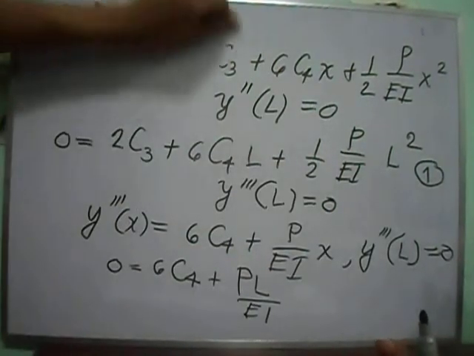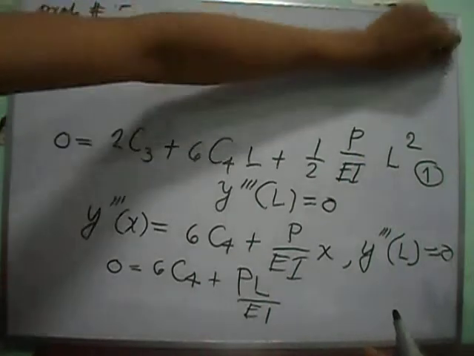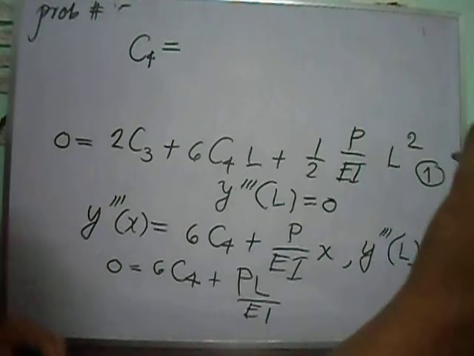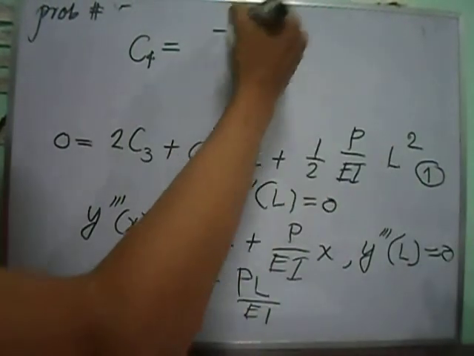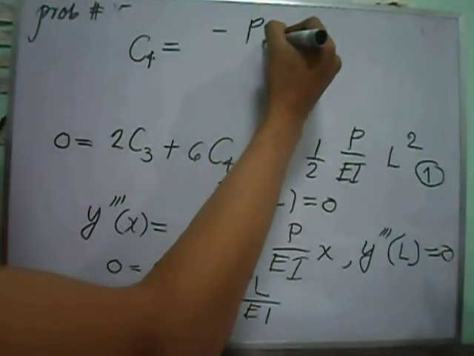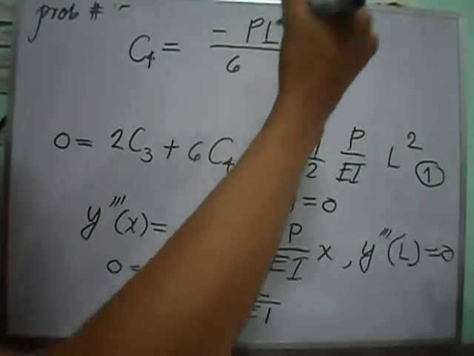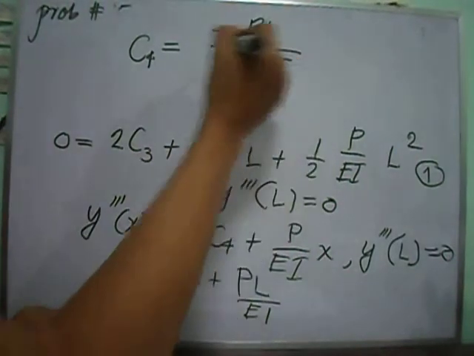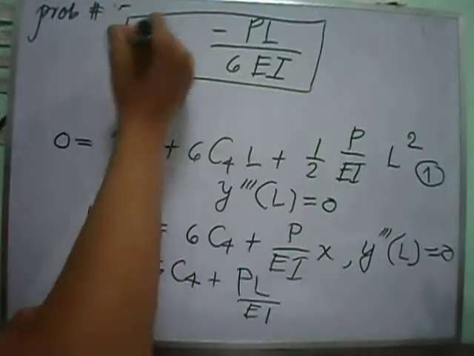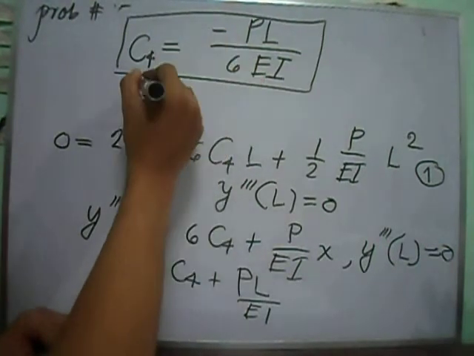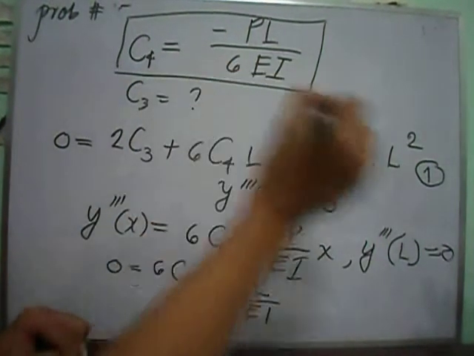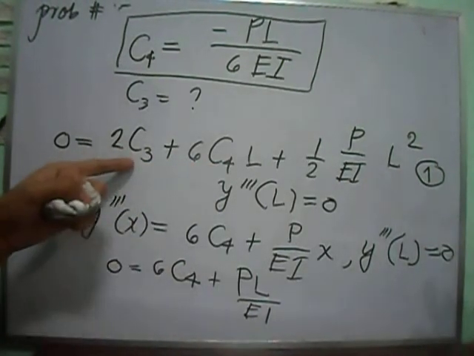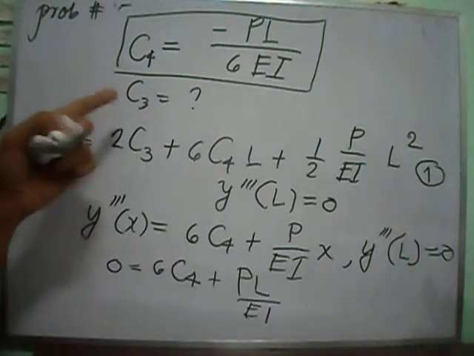So just erase this one, and C4 now we can directly solve to be equal to negative P times L over 6 times Young's modulus times the moment of inertia. We now have the value for the C4. So what's lacking is the C3, for which we can use equation 1 because we already have the value of C4, and then solve for C3.